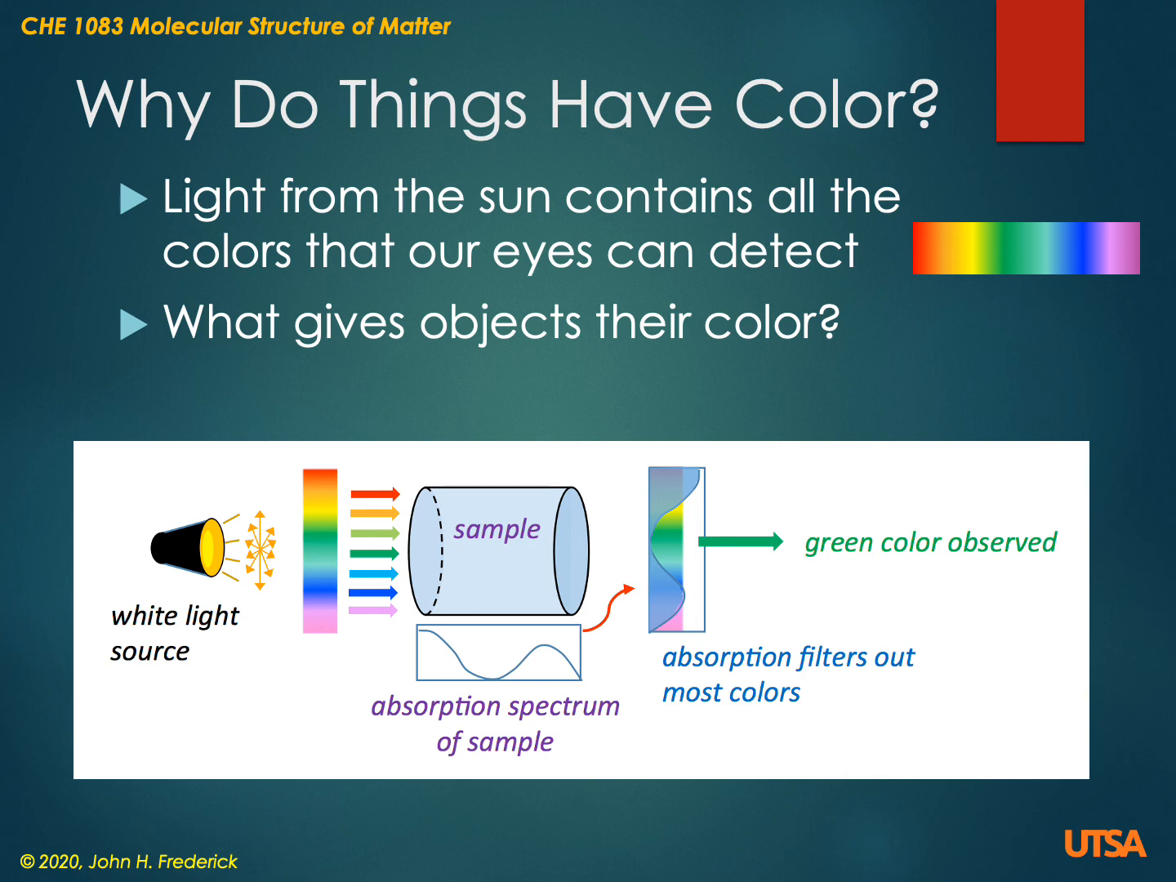So this sample would appear to be green to our eyes because that's the only light that gets through. Colors also can arise from simply the reflection of light off of a sample, but in that case, it's still absorbing the wavelengths of light that we cannot see. So whether it's absorption or a reflection principle, we're still going to see the colors that are not absorbed by the material.